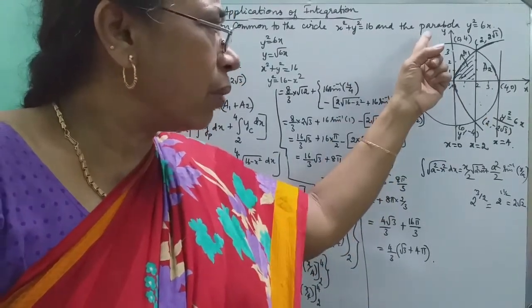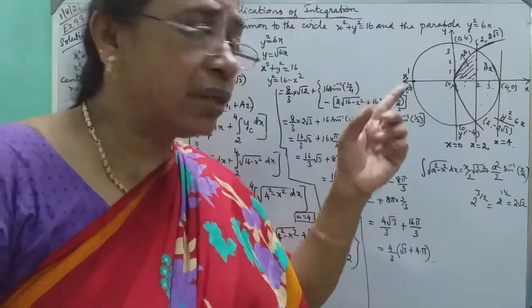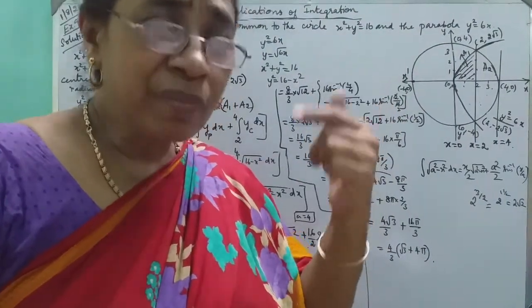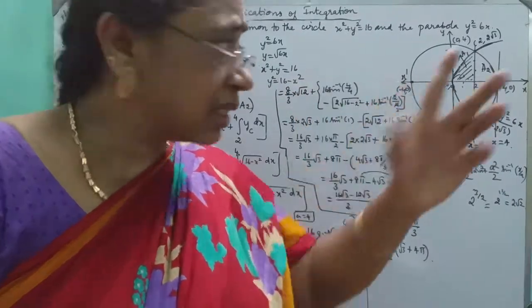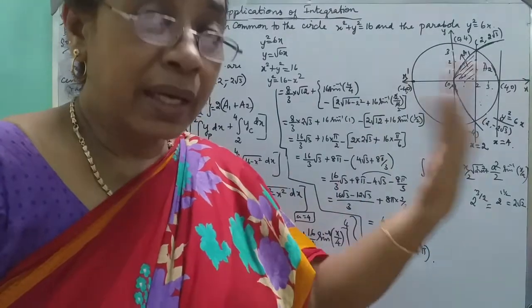Then what about the parabola? The parabola is y square is equal to 6x. It is very clear that y is having the power 2. So definitely y square equal to 6x. Here we are having a positive sign, so it is a parabola open rightwards.